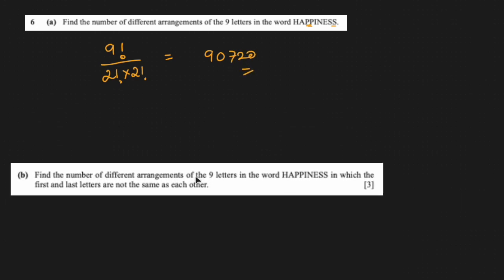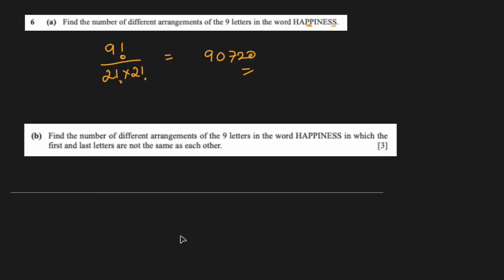Okay, now the B part says find the number of different arrangements in the word happiness in which the first and the last letters are not the same as each other. They are not same as each other. Okay, so these are the total number of arrangements. So let's do that.